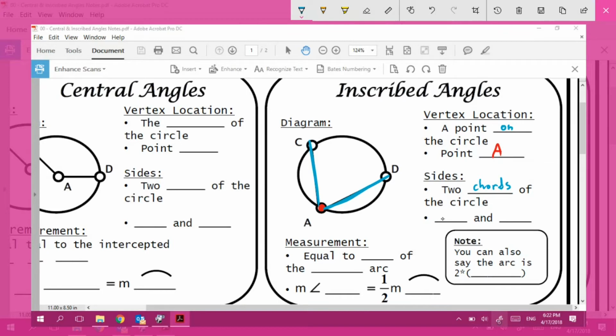So, how do I label that? AC and AD. Just like that. The endpoints of those chords. And now here's a special rule about the inscribed angle. The inscribed angle, the measurement is equal to 1/2 of the intercepted arc. Intercepted.